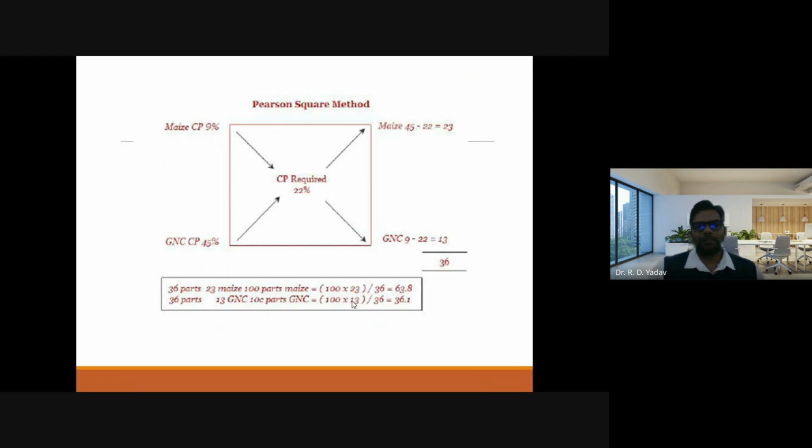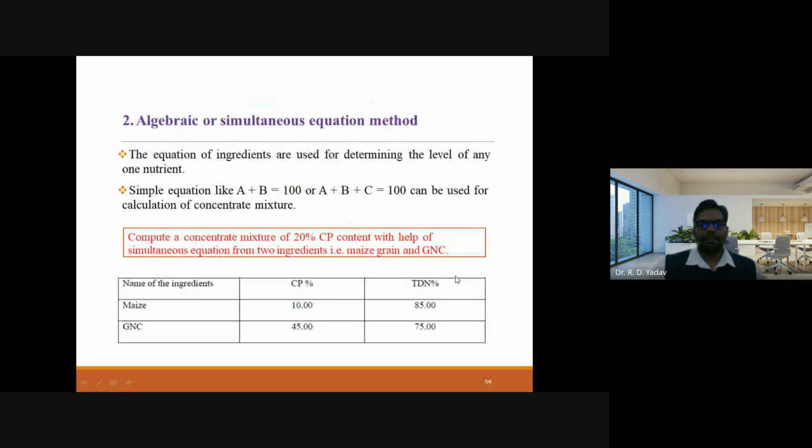Again, another example: CP requirement 22%, with maize CP 9 and GNC CP 45. We will follow the same way. Then the algebraic method, or simultaneous equation method. We know that a basic equation like a plus b is equal to 100, or a plus b plus c is equal to 100, can be used for the calculation.